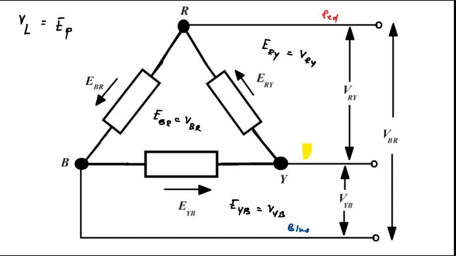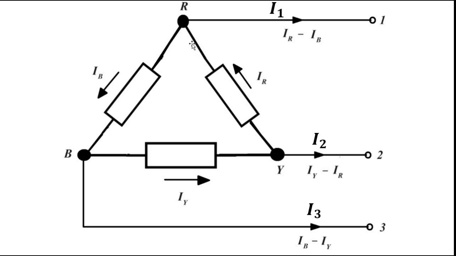Then for the currents, the currents are represented like this. IR is the current flowing towards the red point, IB is the current flowing towards the blue point, IY is the current flowing towards the Y point. So these are the respective phase currents, IR, IY and IB, flowing towards the respective points.